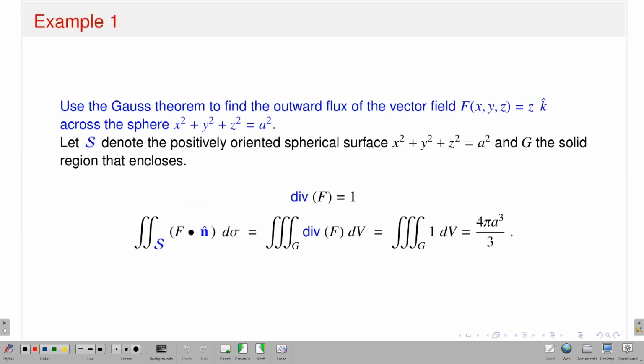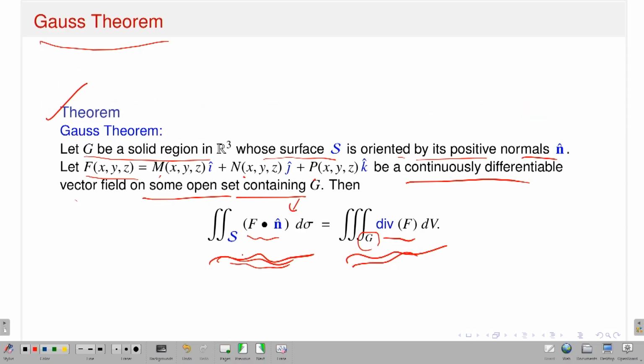Just to verify the Gauss divergence theorem, look at what I have given. Use the Gauss theorem, or Gauss divergence theorem, whatever it is, to find the outward flux of the vector field, this capital F, across the sphere. Now what is that outward flux? If you remember when I was talking about surface integrals, scalar or vector surface integrals, this kind of object is nothing but the flux of my vector field F. I already discussed these notions there.